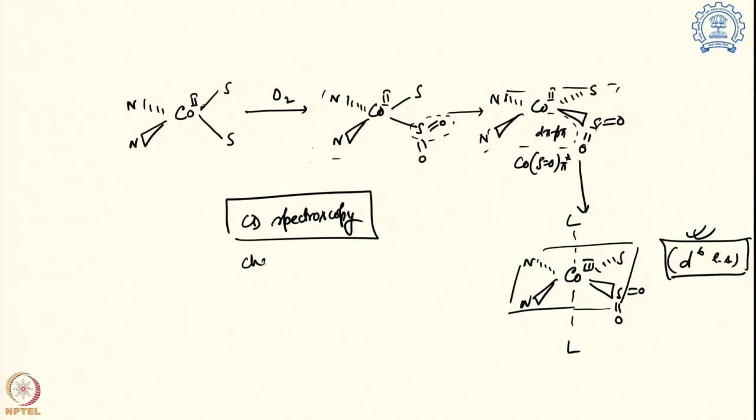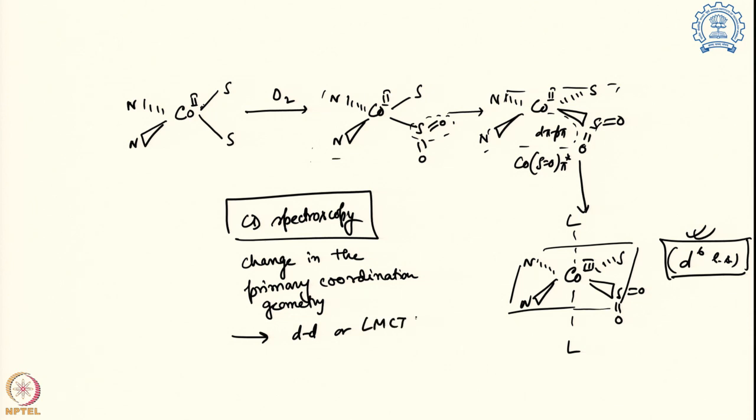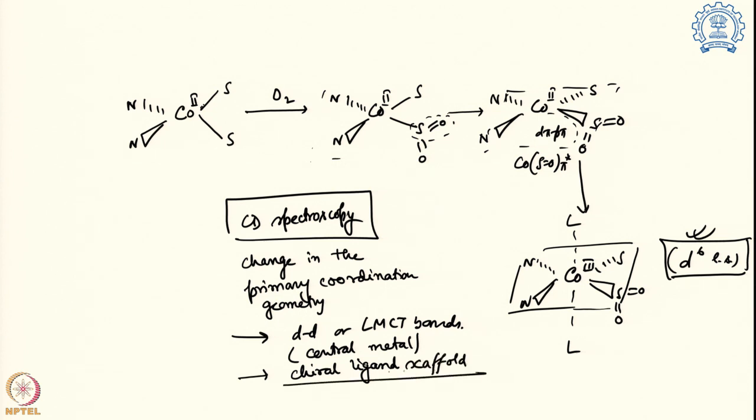So, this is a very nice example to showcase how we can use CD spectroscopy to figure out the change in the primary coordination geometry via these d-d or LMCT bands, which are connected to the central metal, specifically in the presence of a chiral ligand scaffold. And if you have amino acids, peptides, proteins, this creates the chiral ligand scaffold.